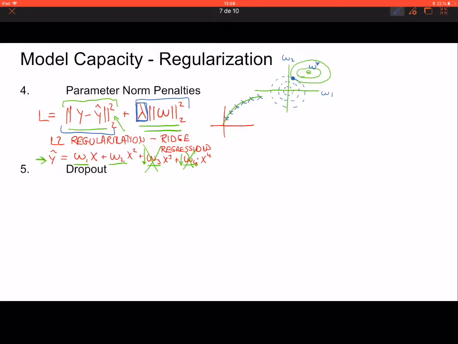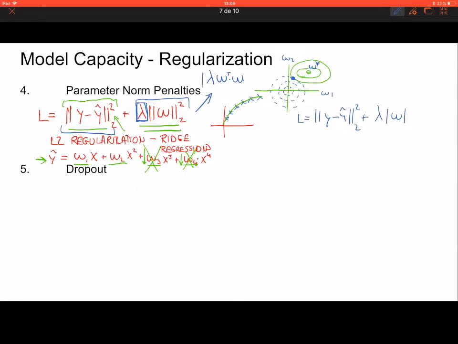Now there's another type of parameter norm penalty, which is called the L1 normalization or regularization, and this can be expressed as follows. So we have, again, our loss function, the 2 norm, and then we add an extra term, which is now the absolute value of the weights. And by the way, this norm here can be basically written like this, W times W transpose. So W transpose times W.